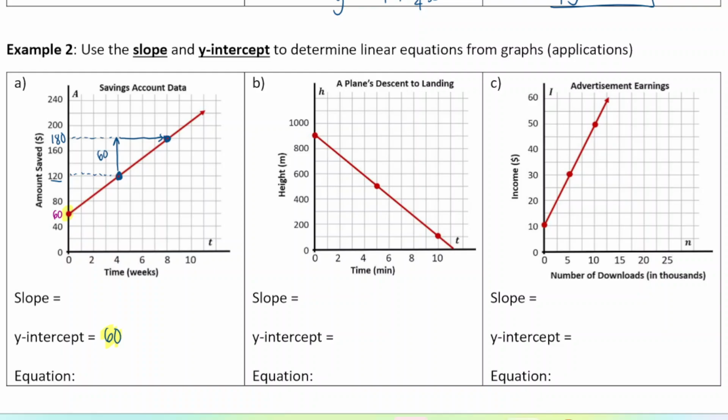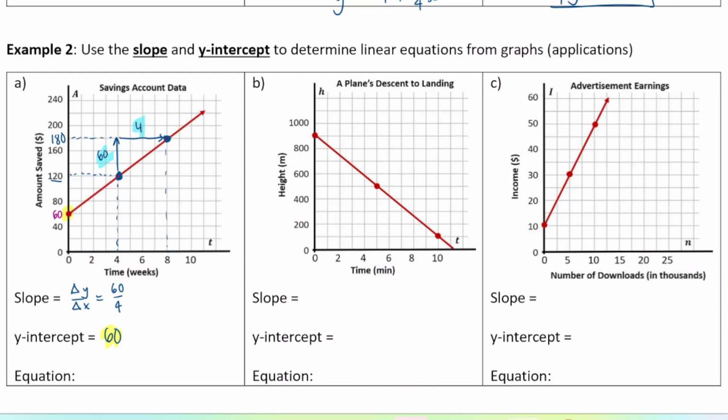And then my x values have gone from 4 to 8. So that's an increase of 4. So my slope is always going to be change in y over change in x. So it's going to be 60 over 4.